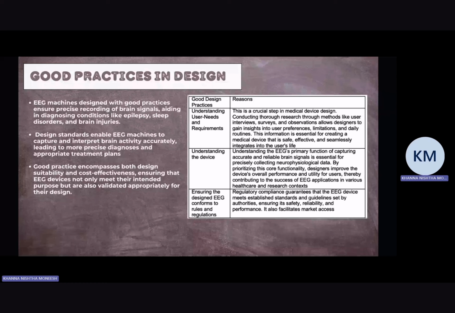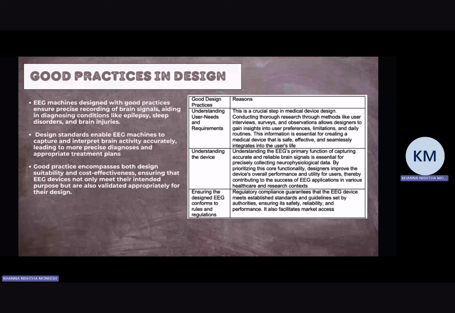This is a crucial step in medical device design, as the information collected is essential for creating a medical device that is safe, effective, and seamlessly integrates into the user's life. The manufacturer must conduct thorough research through methods like in-user interviews, surveys, and observations to gain insights.